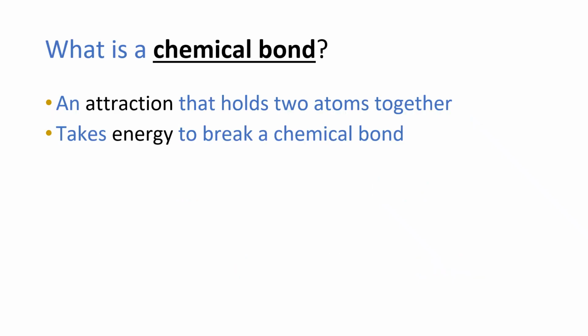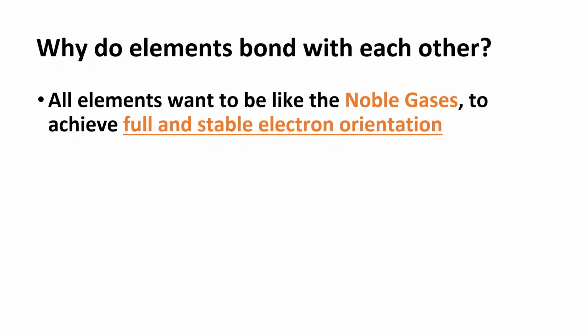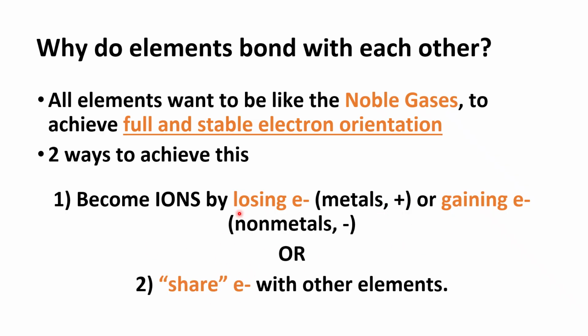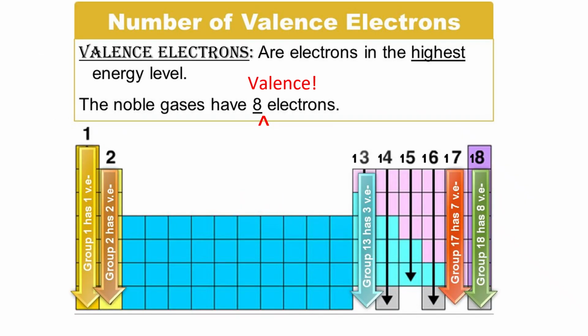A chemical bond is an attraction that holds the two atoms together, and it takes energy to break them apart. So certain atoms like to come together in certain ratios, and it'll take energy to break those apart. They bond with each other because they want to be stable like the noble gases. They want to have full and stable electron orientation, and they can achieve this by losing electrons or gaining electrons, or they can share electrons, which is what we already talked about at the beginning of this conversation. The why.